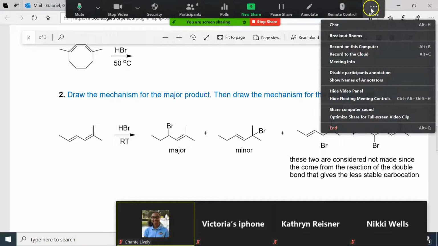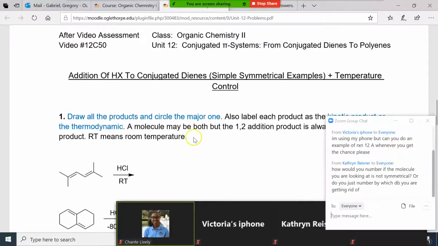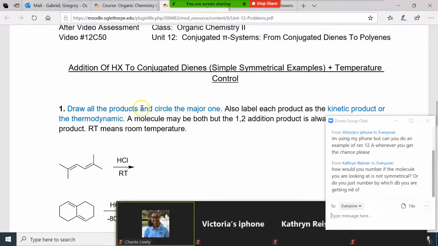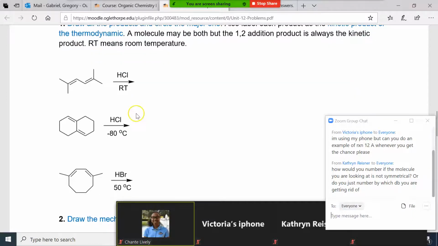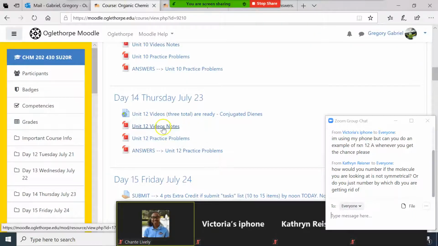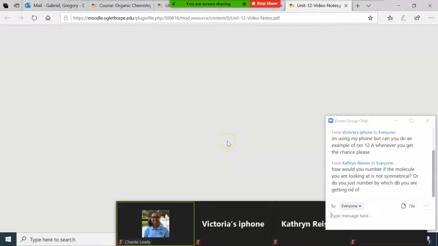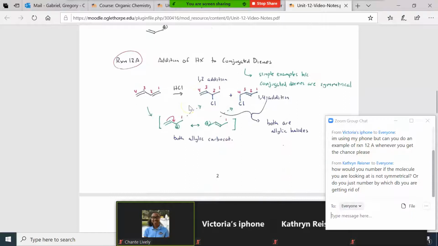Let me take a look at the chat. Reaction 12A, whenever you get it. Oh, so I think this is reaction 12A. Reaction 12A is HBr or HCl addition to conjugated dienes. Let's go back to the notes. Let me just verify that. Yeah, 12A.